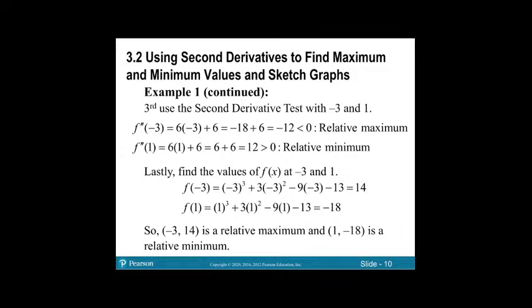Notice that when x was negative 3, the second derivative was negative, so that means we had a relative max, right? So we actually did both tests. We did the first derivative and second derivative test. You don't necessarily have to do that. But sometimes, one might not work. So it's good to have both of them ready to go. Here, the second derivative was positive, so that means we had a relative min.